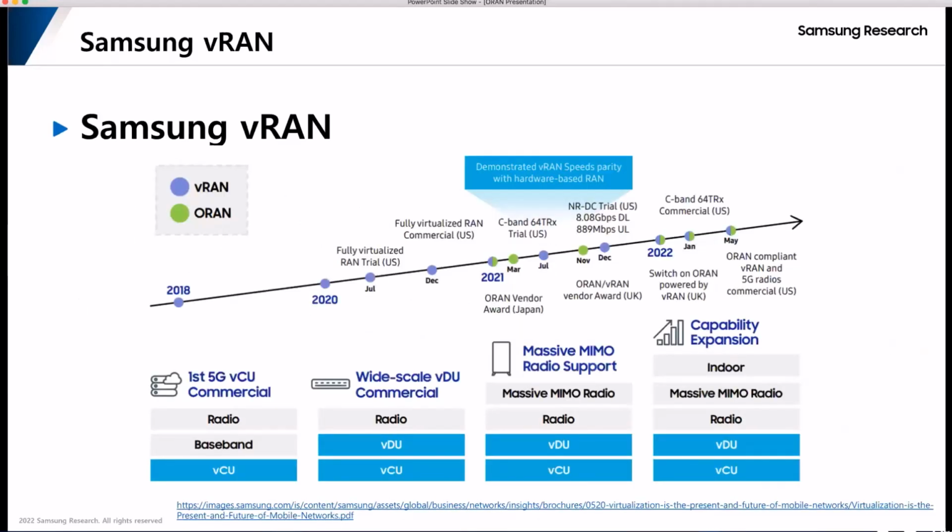So here as well, we have the timeline for Samsung's vRAN release. They started in 2018 with the VCU, and then eventually moved on to have the VDU and massive MIMO support. So in 2020, the fully virtualized RAN had its commercial release in the US. And then starting earlier this year, Samsung has already deployed Open RAN compliant 5G vRAN solutions in commercial networks. And this offers seamless interoperability between Samsung's VDU and third-party massive MIMO radio units.